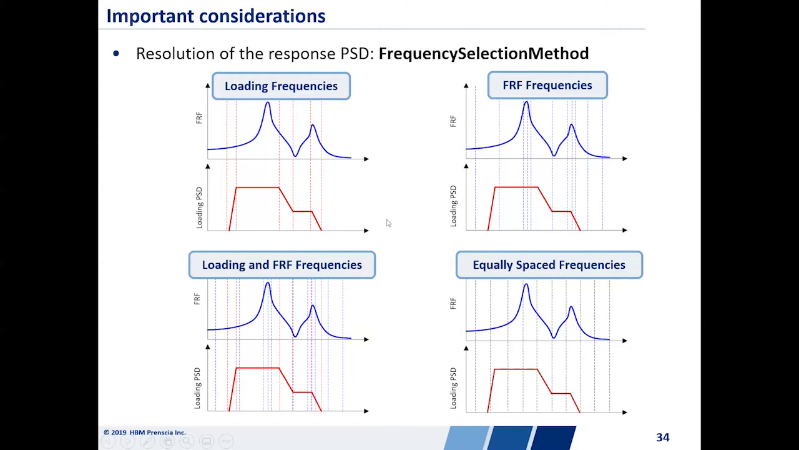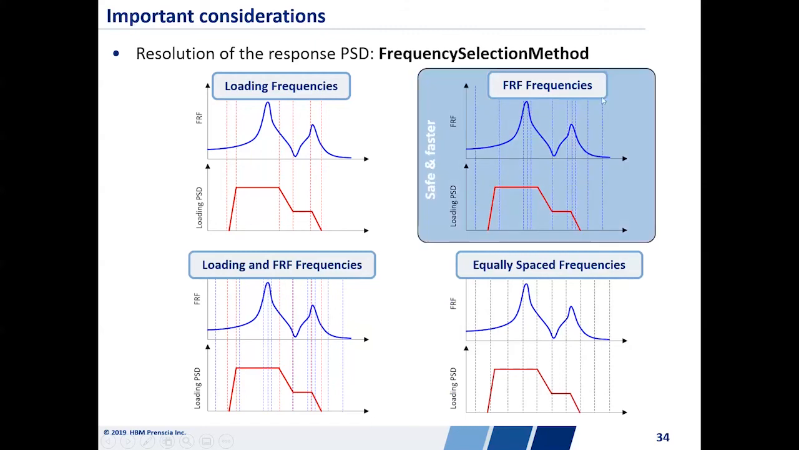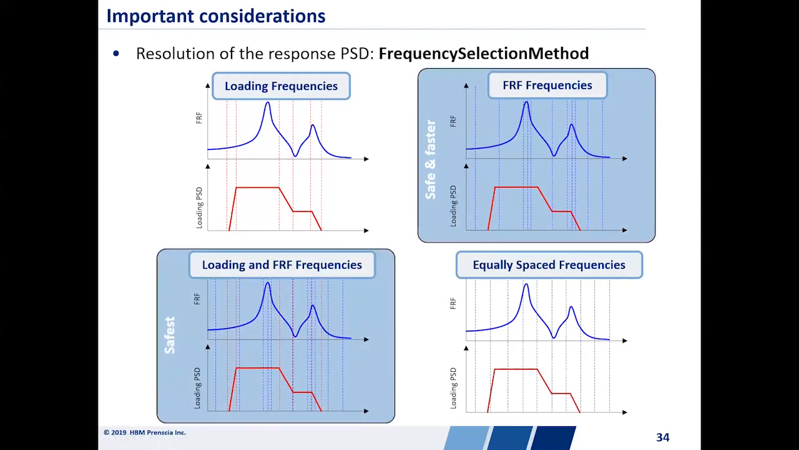Now, the recommended approach might be to do frequency response frequencies. That one's going to be relatively safe and fast. Or we can do the safest one of all. It will increase the computation time somewhat because we have more solutions that we are evaluating here. And do keep in mind that the breakpoints in our PSD may not line up perfectly with a solution that we've solved in FE. Therefore, if this red line right here intersects this FE, there may be some interpolation required.